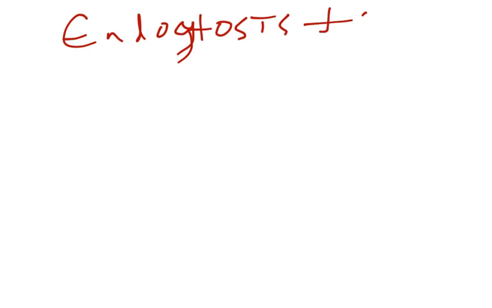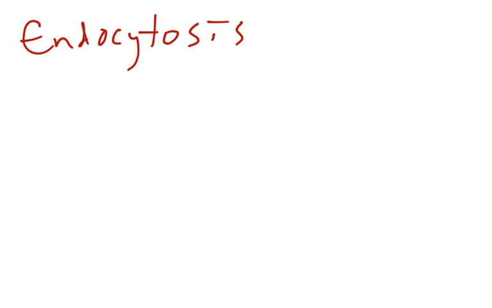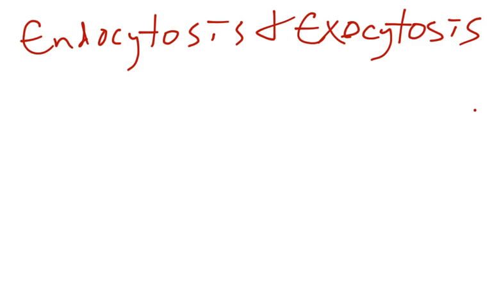Alright, next we're going to look at two types of transport that deal specifically with the membrane itself. And what they are is endocytosis and exocytosis. Exo means exit, endo means to bring in or within.